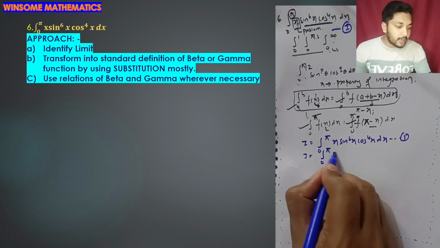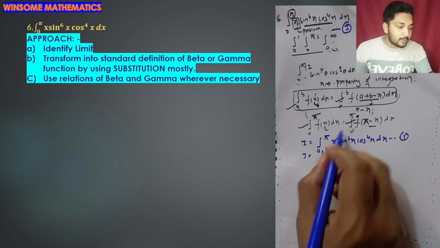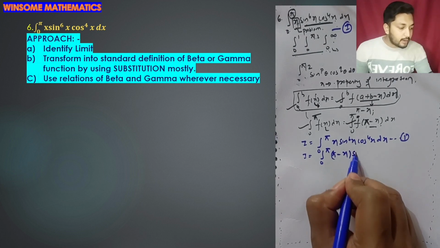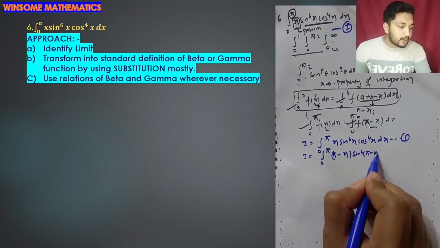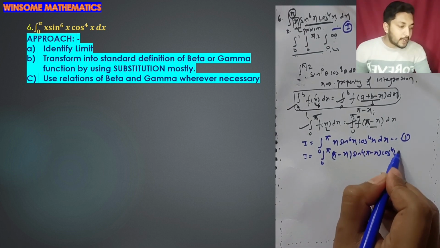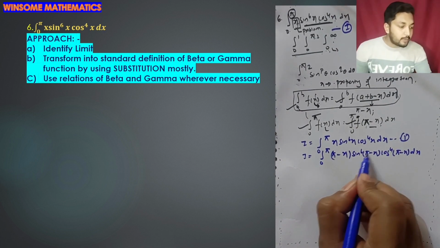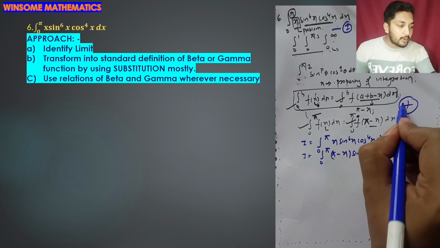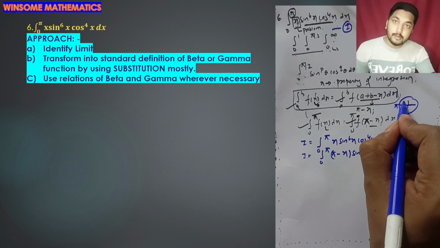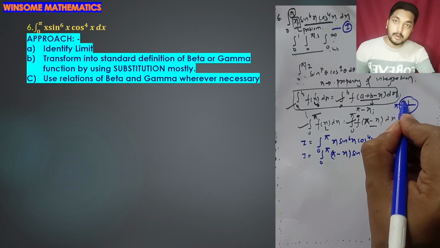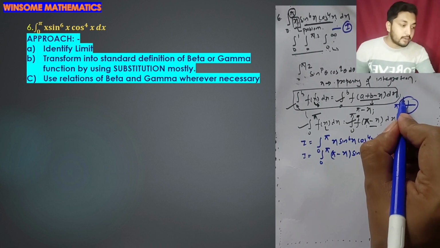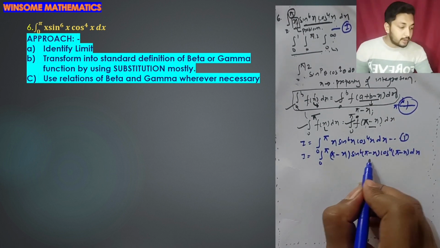0 to pi, and replace x by pi minus x: sine 6 of pi minus x, and cos 4 of pi minus x, and this is dx. Now we know that sine of pi minus x lies in the second quadrant, because this is 180 degrees minus something. So this lies in the second quadrant.